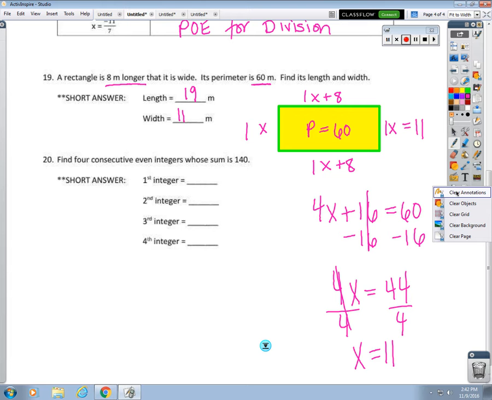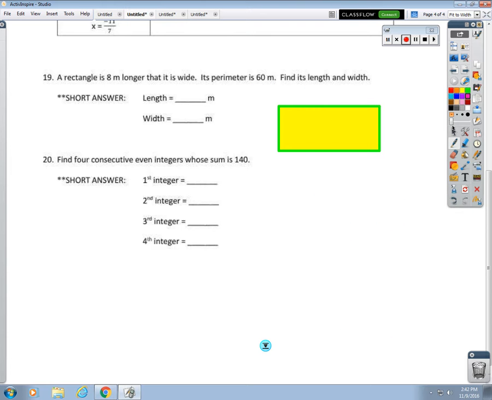Alright, number 20, last one. Pay attention, we're almost done. Find 4 consecutive even integers whose sum is 140. What does it mean to be consecutive integers? Right, like back to back, but only even numbers. So like 2, 4, 6, 8. Okay, hold on. So these are 4 consecutive even integers. However, we know that those 4 numbers don't add up to 140, but they can help us to write the equation. Because if I represent 2 with just an x, how would I represent a 4?